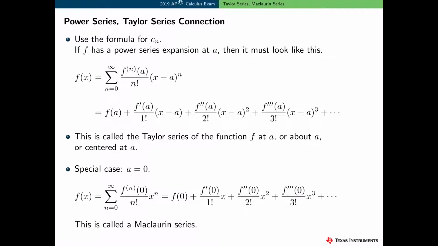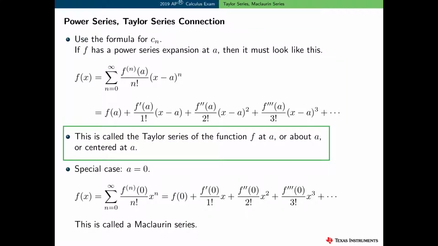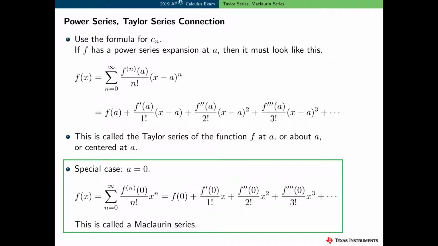So let's try to put some of these results together to connect the ideas of power series and Taylor series. First, if we use the formula for c sub n, then if f has a power series expansion at a, then it must look like this. This expression is called the Taylor series of the function f at a, or about a, or centered at a. And for the special case when a is equal to 0, the Taylor series becomes this expression. And this is called the Maclaurin series for f.